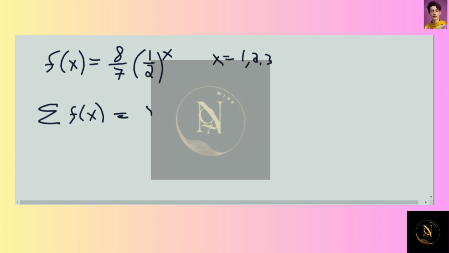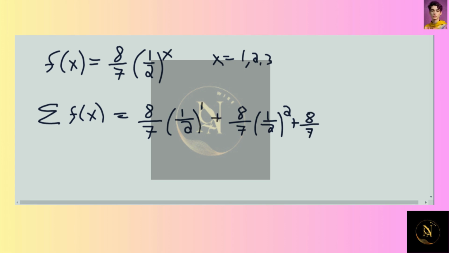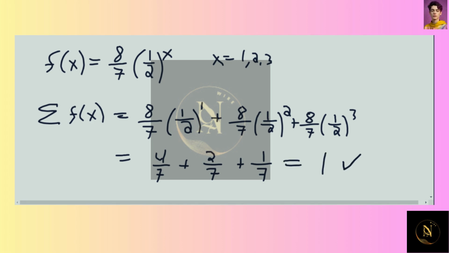That just means plug in all of those x values, so it's 8/7 times 1/2 to the first, plus 8/7 times 1/2 squared, plus 8/7 times 1/2 to the third, which is 4/7 plus 2/7 plus 1/7, which is 1. And so we have verified that this is a probability mass function.